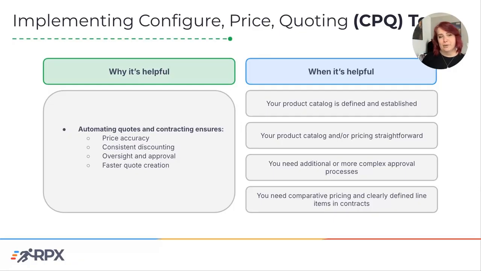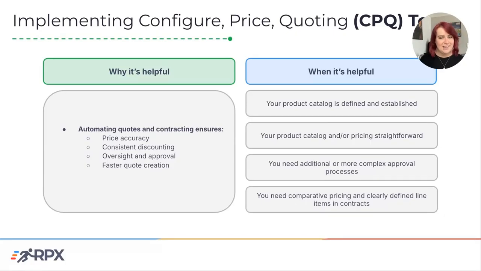Here's when it's helpful. Again, if you don't have the foundation set up, then you're not ready to automate the process. So here's what you need to have before you implement CPQ tools. It's most helpful when your product catalog is defined. It's really helpful if your pricing has become complex or you require additional complex approval process rules. If your offering is single, it's a static price, then a simple tool may suffice. But any complexity immediately makes a CPQ tool a high value RevOps implementation.